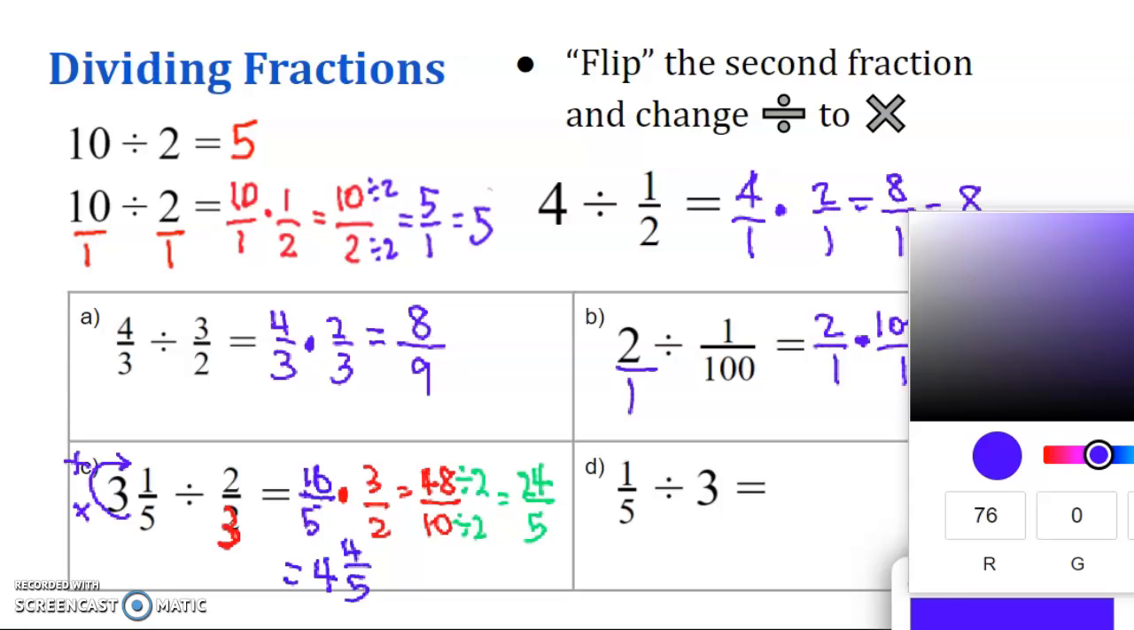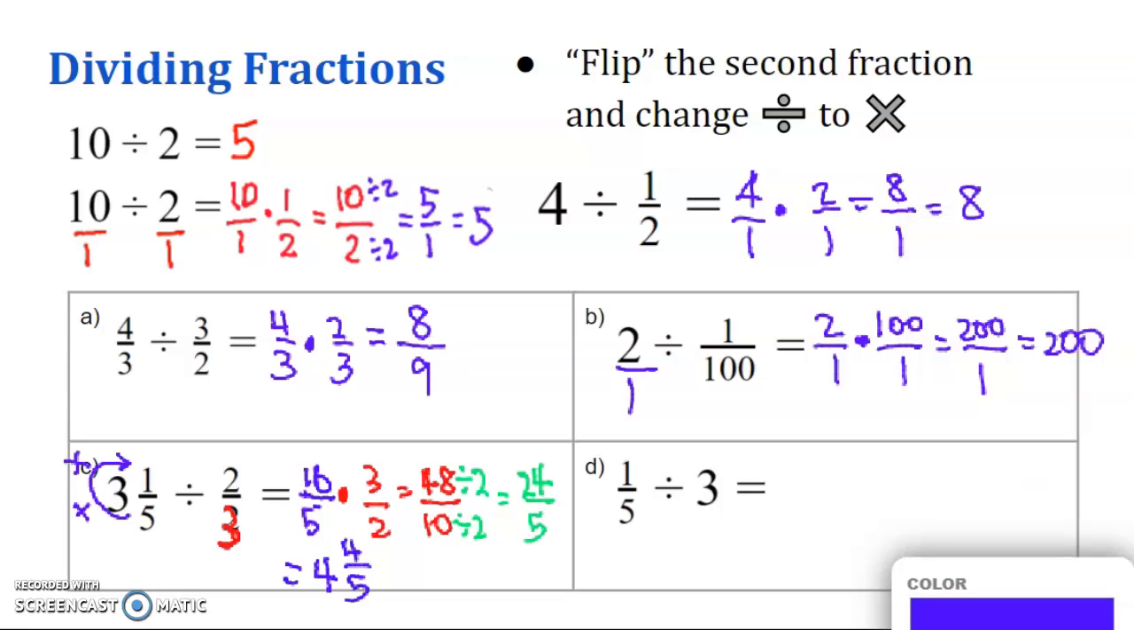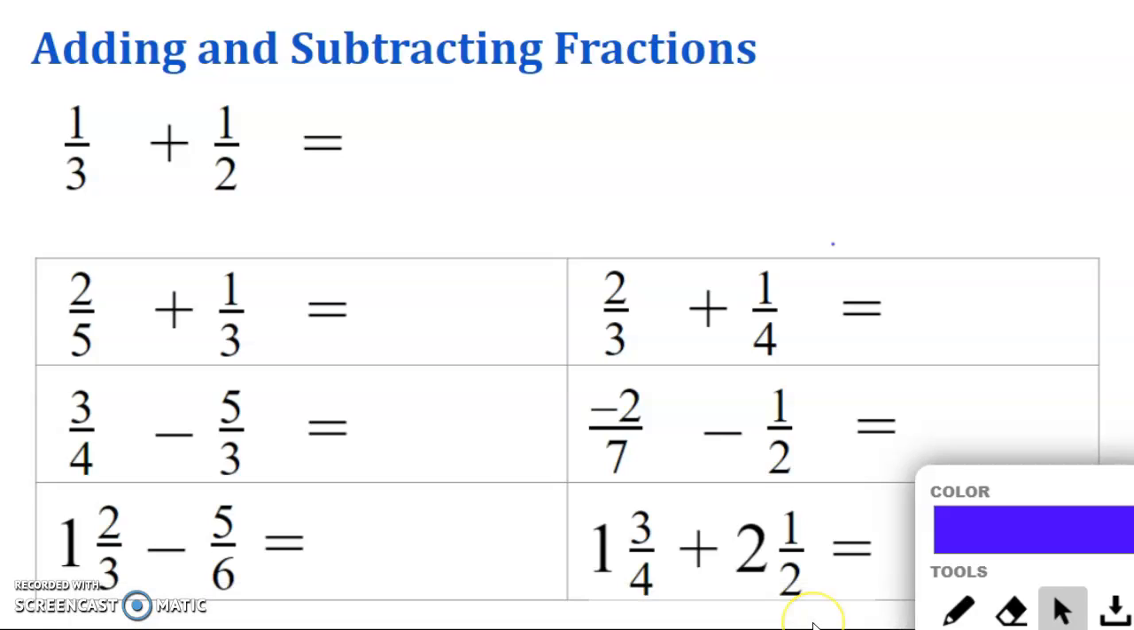Okay? All right, then let's do this problem. 1/5 divided by 3. This is same as 3 over 1. That means this is same as 1/5 multiplied by 1/3. Flip the second fraction. And top with top, bottom with bottom, that's 1/15.